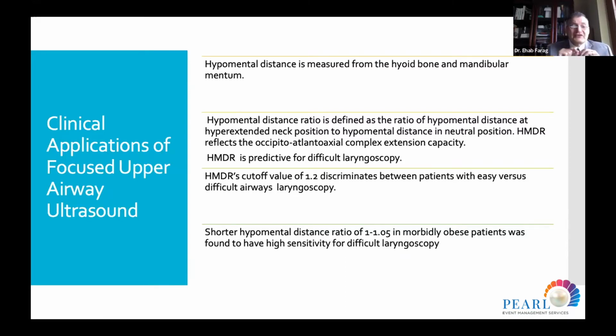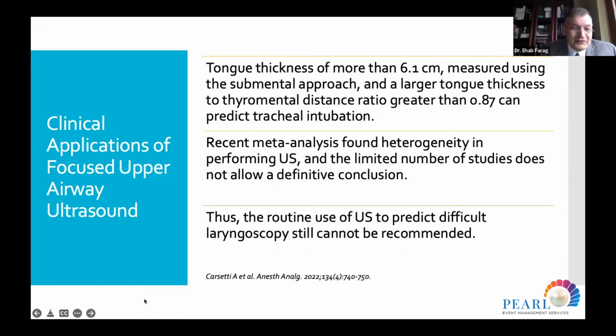They found that the HMDR cutoff value of 1.2 discriminates between patients with easy versus difficult laryngoscopy, and this is very intuitive: if the hypomental distance in hyperextension is greater than the hypomental distance in the neutral position, this means that you can extend the neck properly. If it is low, this means that you cannot extend. This means it can predict difficult intubation. In morbidly obese patients, they found that a ratio between 1 to 1.5 had high sensitivity for difficult intubation.